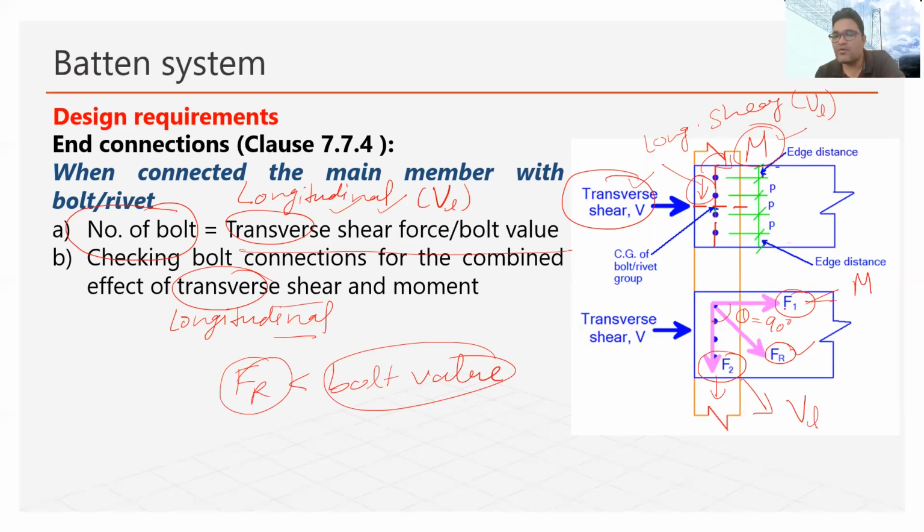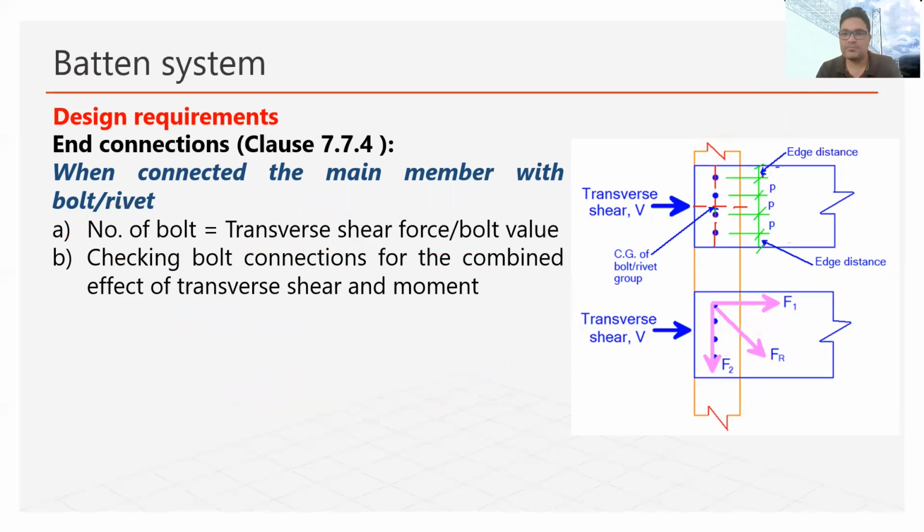Now, how do we find out F1? F1 can easily be found out using the formula M r by summation of r square. Now, what is r and what is summation of r square, that we need to understand. F1, as I said, is M into r by summation of r square.